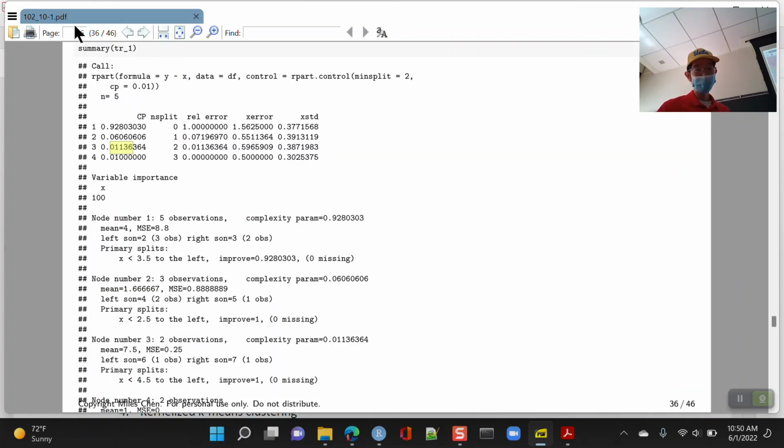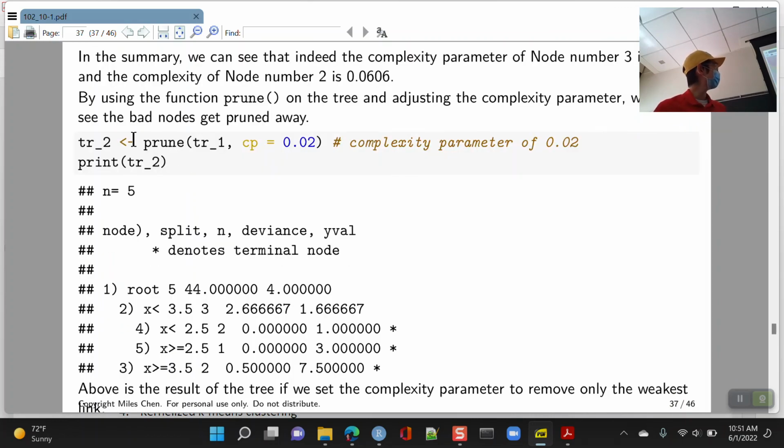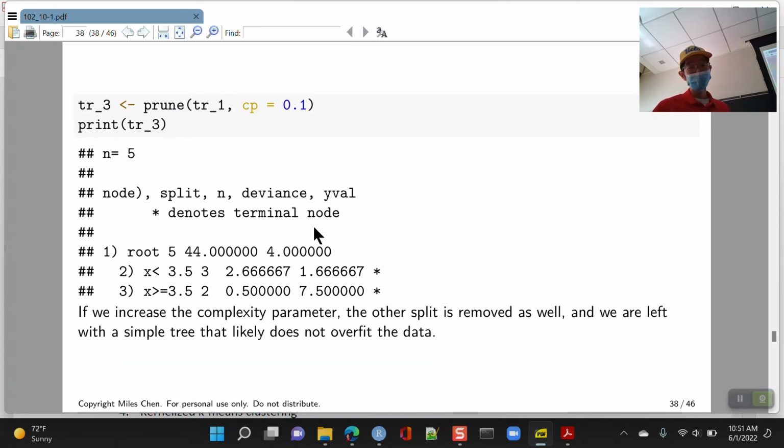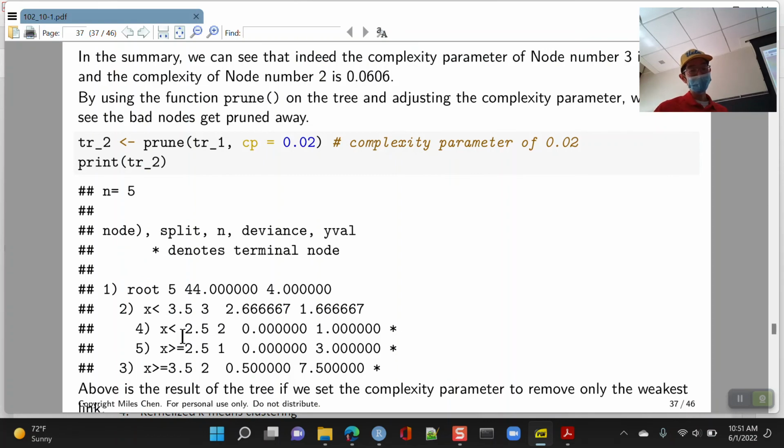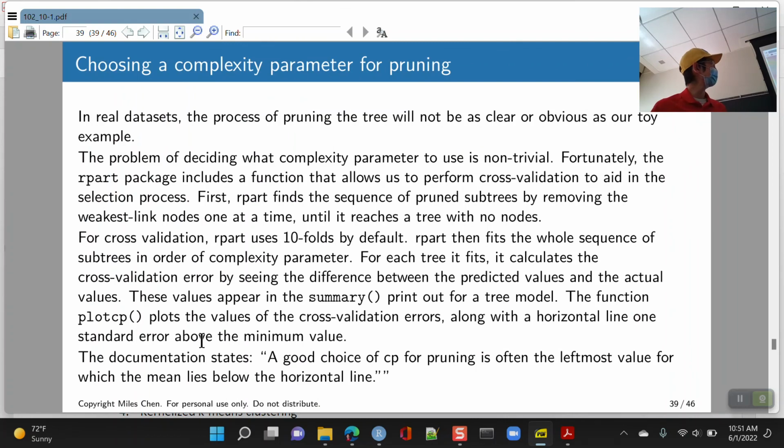So we're going to prune the tree. TR1 is the tree that's overfit. We're going to prune tree1, picking a complexity parameter of 0.02. It removes any splits that have complexity parameters lower than 2%. So we can see it removed that bottom one. We can keep improving and say, what if I want to prune it again with a complexity parameter of 10%? It would remove this one, which had a complexity parameter of 6%, and that's how we do it.